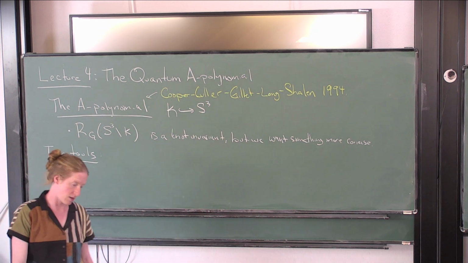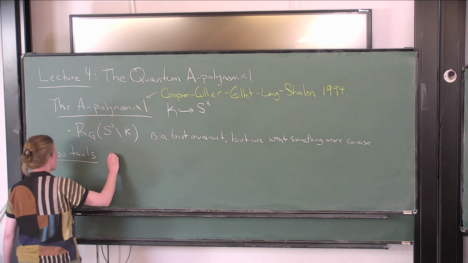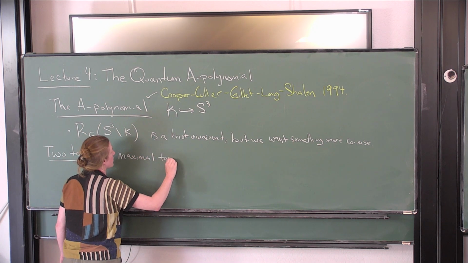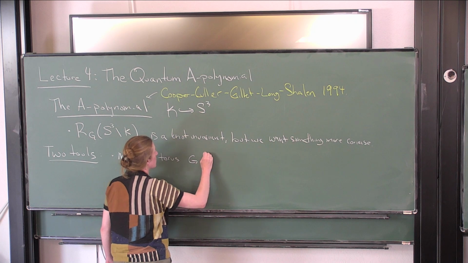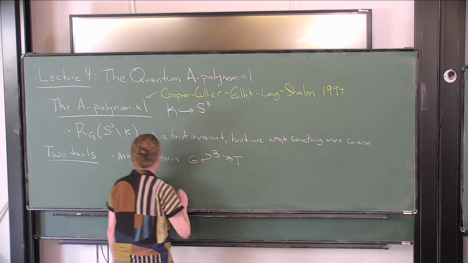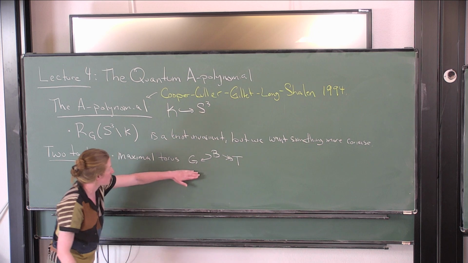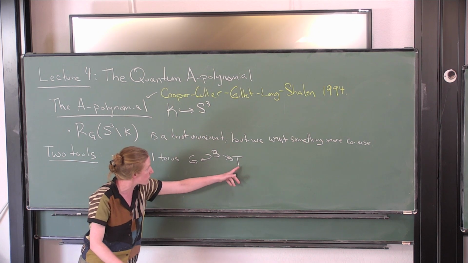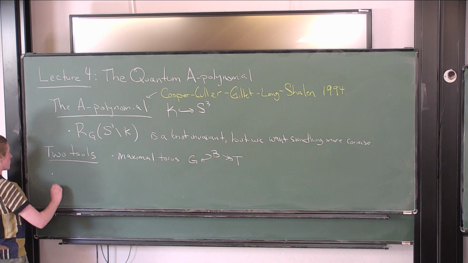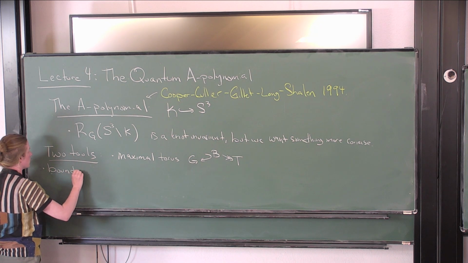The first tool that they used, which will be a little familiar, is the fact that inside this group G, once I've picked a Borel, then I can consider the maximal torus, this thing T. And this is abelian. So whatever construction I can make with G, if I can move it over to T, it's going to be simpler for me to work with. So that's one tool. And then the other tool that they're going to use, we'll see, is the boundary torus.